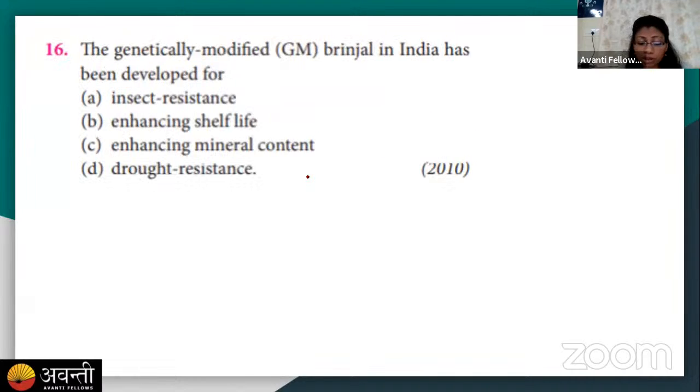So the next, 16th question of the day, says the genetically modified, or we can say the GM, brinjal in India has been developed for. Why are we developing genetically modified crops? Specifically here, the brinjal. Option A, insect resistance; B, enhanced shelf-life; C, enhancing mineral content; and D, drought resistant. Okay, so now you have to give your answer. Why are we developing this genetically modified brinjal in India? You have to give your answer in the chat box.